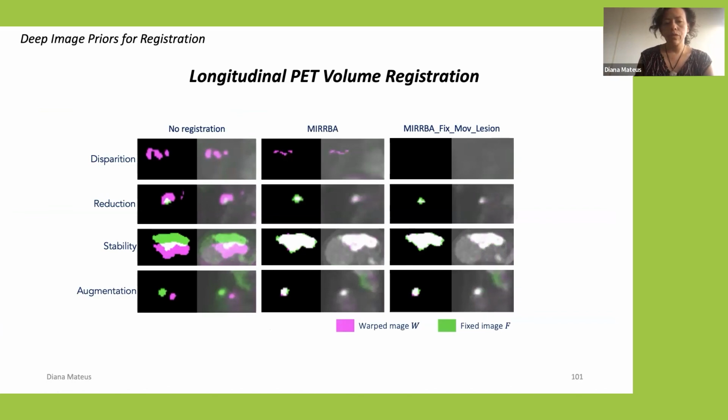Some qualitative results, so from a disappearing lesion, a lesion that is being reduced, some stable lesions, and some lesions that grow.